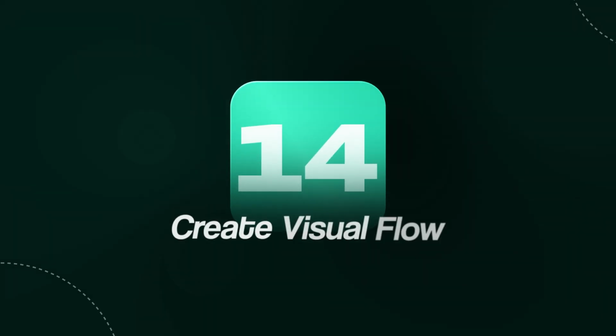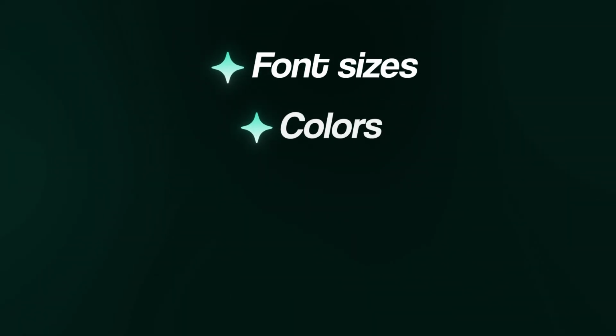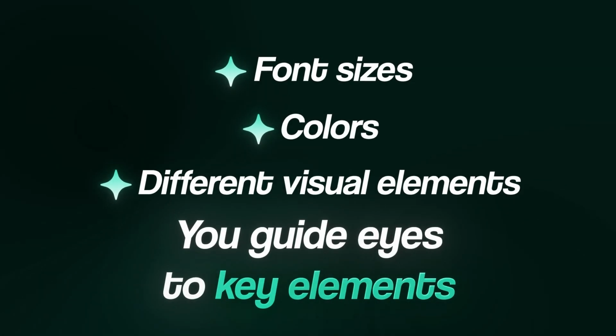Number 14, creating visual flow. You can use visuals that guide attention towards a logical path to buying. Without clear flow, people don't know what to do next or where their next path might be. So a lot of emails honestly get this entirely wrong by treating each element as the exact same, and that leads to just a lot of chaos. Using font sizes, colors, and different visual elements, you can guide the eyes towards the key elements.